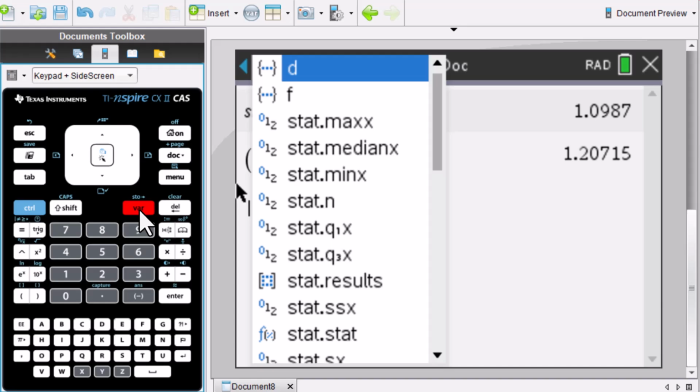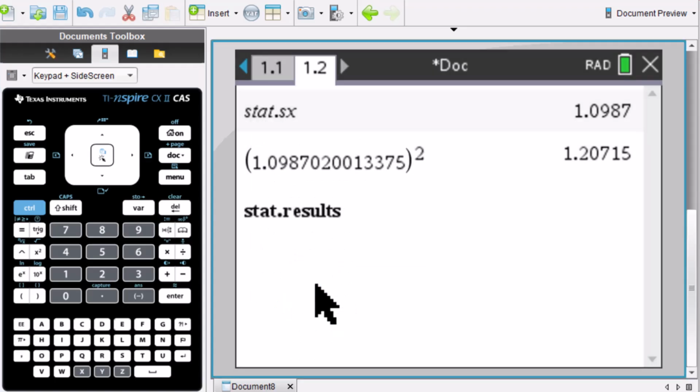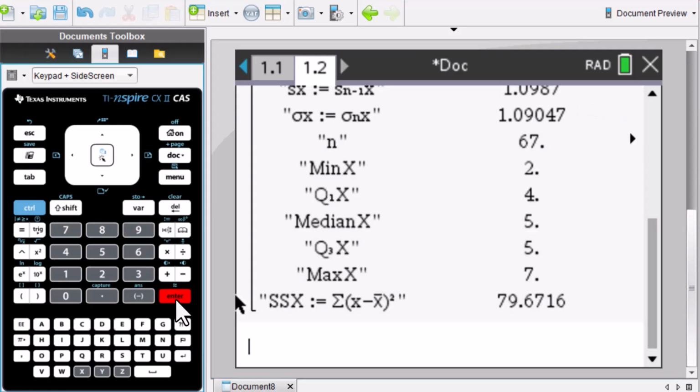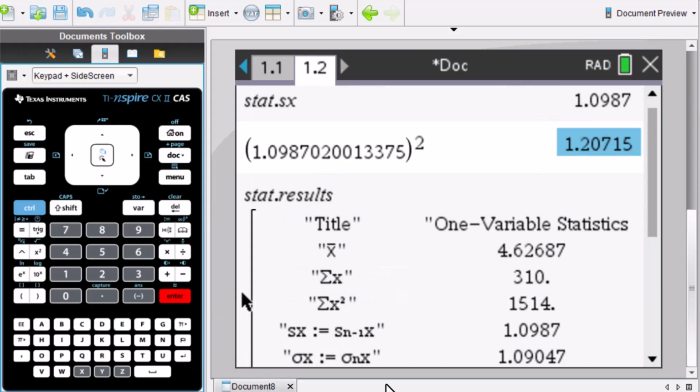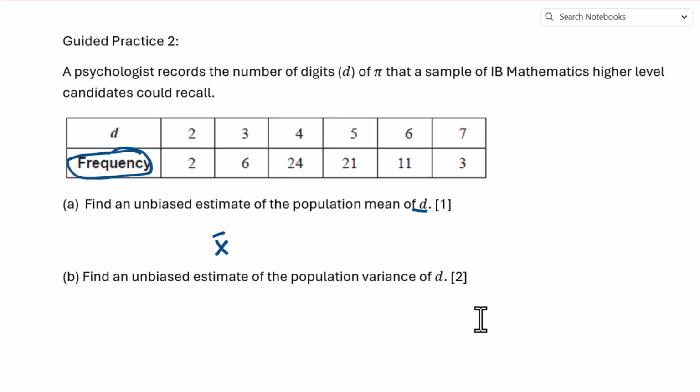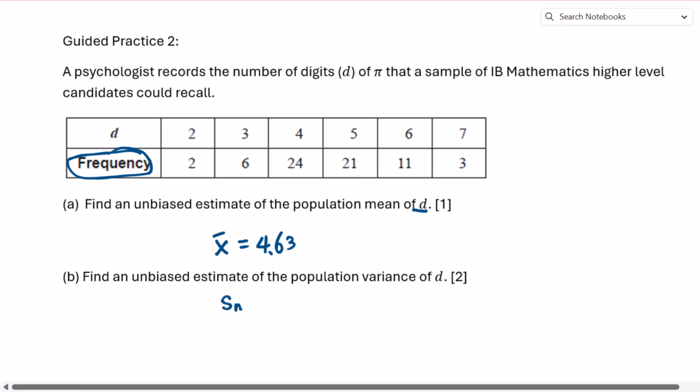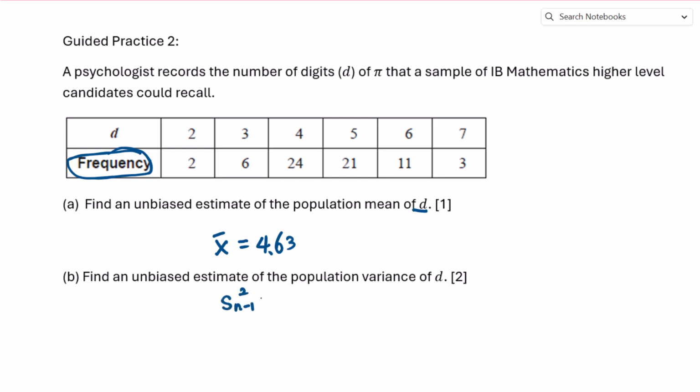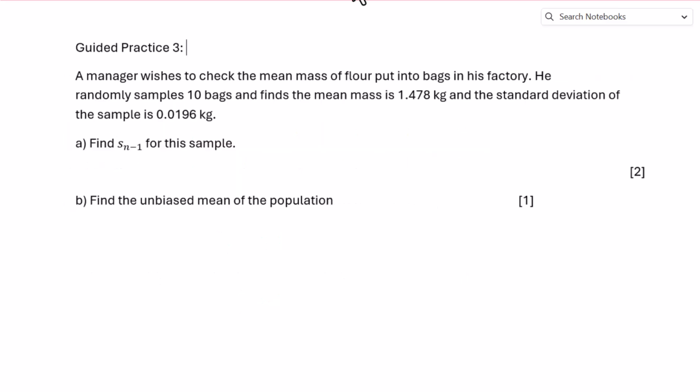Click on variables. Go to stat results. You could see the results more clearly. So x bar equals 4.63. s sub n minus 1 squared equals 1.21. Let's go to guided practice 3.